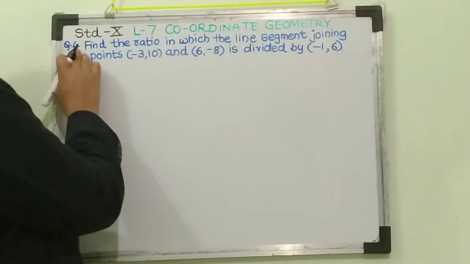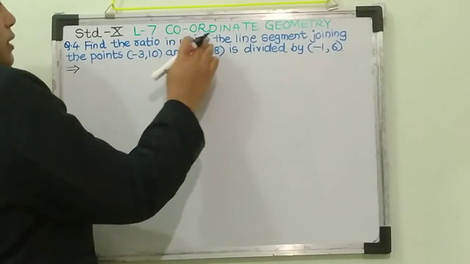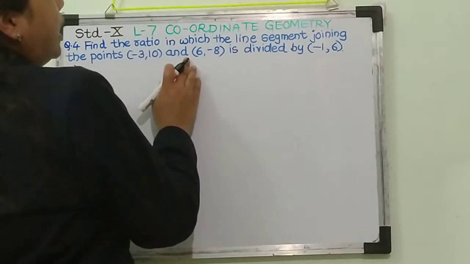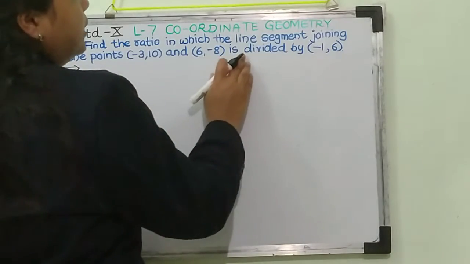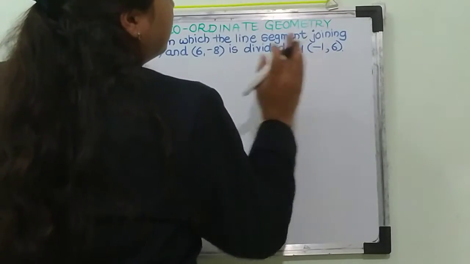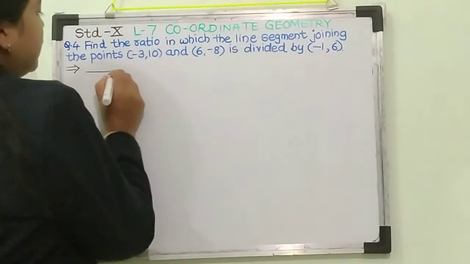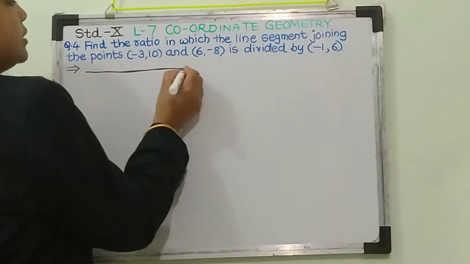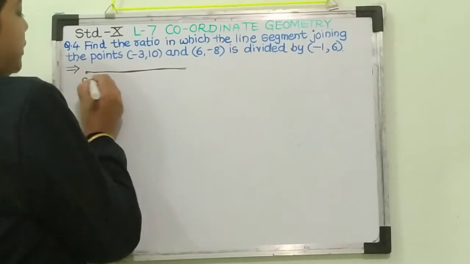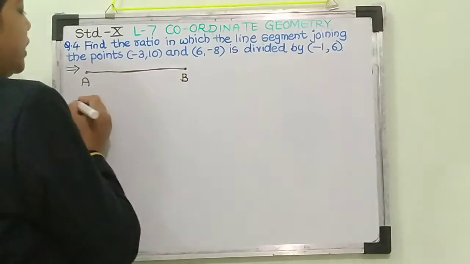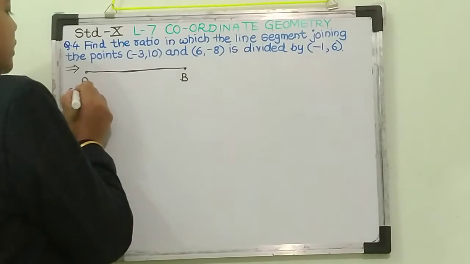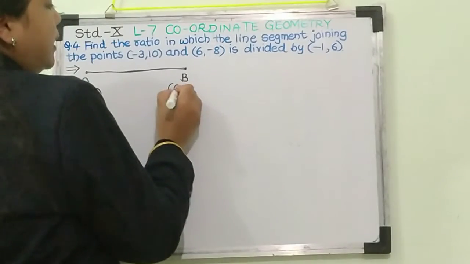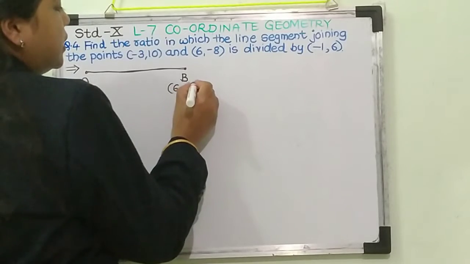See now question number 4. Find the ratio in which the line segment joining the points minus 3, 10 and 6, minus 8 is divided by minus 1 comma 6. So first I will draw a line segment so you can understand what the question is. Here suppose we take point A and here I am taking point B. A's coordinates are given as minus 3 comma 10 because it is a line segment joining points, and B's coordinates are 6 comma minus 8.